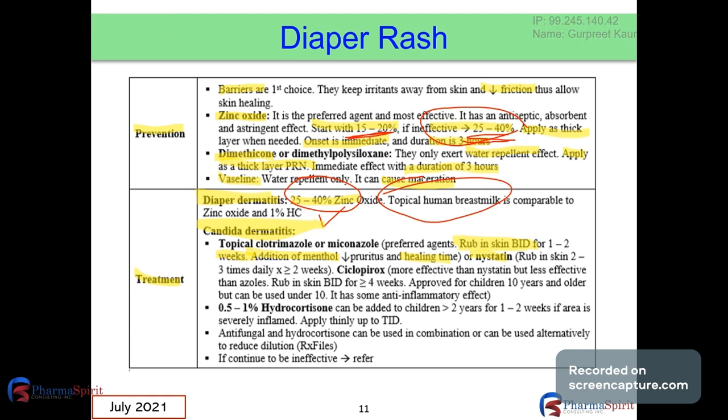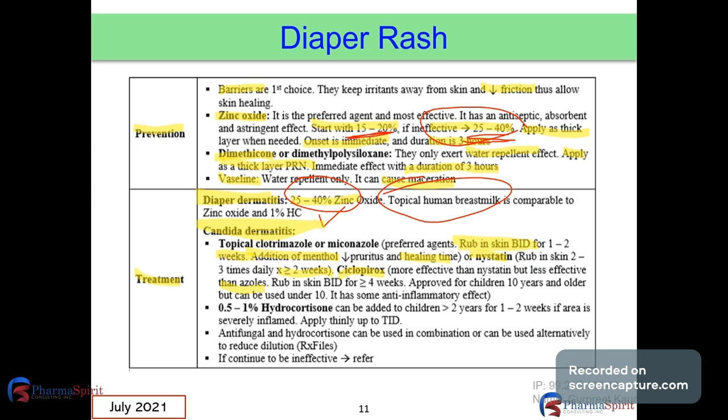We rub it also in the skin 2 to 3 times daily for 2 weeks or more. So it is not as effective, and it usually needs longer duration of therapy. Cyclopyrox is more effective than nystatin, but it is less effective than the azoles. We rub it in the skin twice daily for 4 weeks or more, and it's approved for children 10 years and older, but it can be used under 10 years. There is no concern of safety, and cyclopyrox has some anti-inflammatory effect on the top of the antifungal effect.